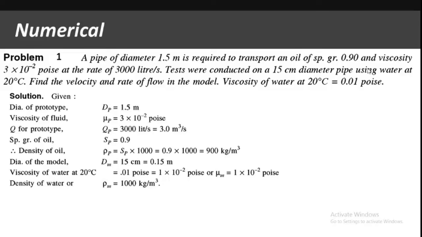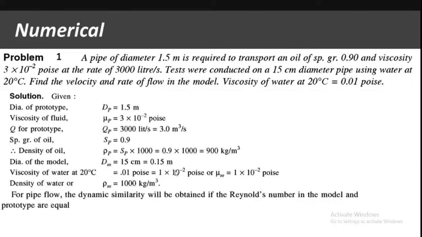उसके बाद में आपका जो टेस्ट कंडक्टेड पाइप में है वहां पे क्या यूज किया? वाटर यूज किया है तो उसका डेंसिटी 1000 हो गया. एंड विस्कोसिटी ऑफ वाटर दिया है, मतलब ये आपको विस्कोसिटी ऑफ वाटर दैट इज रो म्यू एम दिया है. सो म्यू एम कितना है? 0.01 पॉइस. सो 1 into 10 power minus 2 पॉइस. ओके, तो आप इसको 10 से डिवाइड करोगे. सो इट विल बी 1 into 10 power minus 3 न्यूटन सेकेंड पर मीटर स्क्वायर.